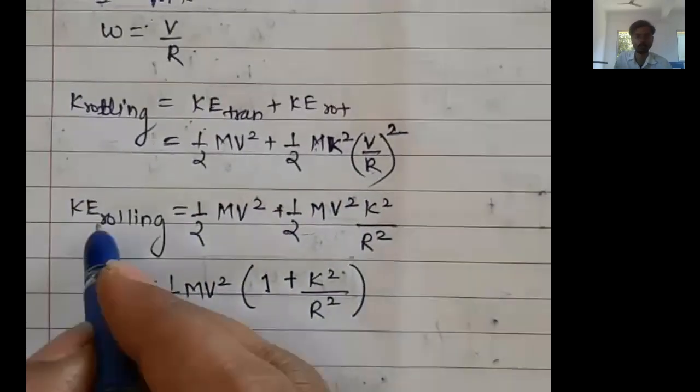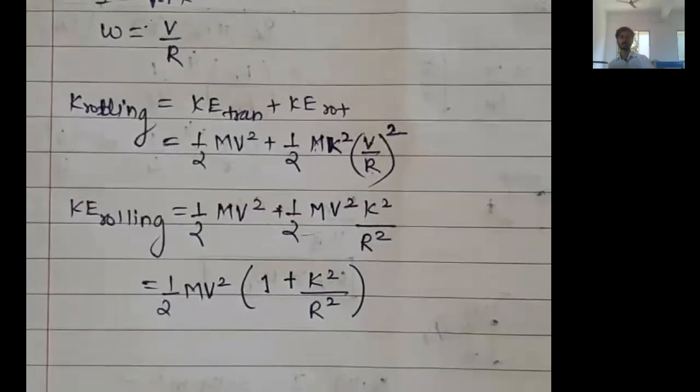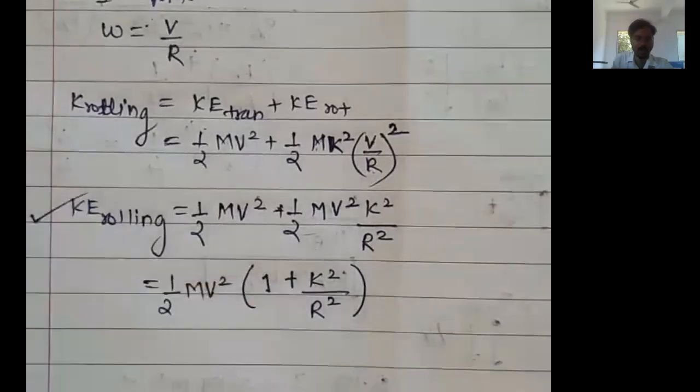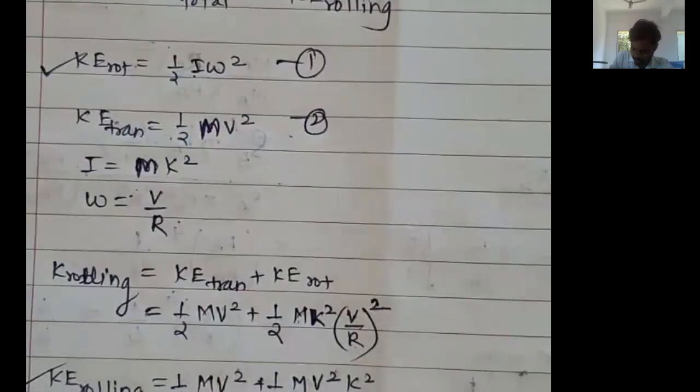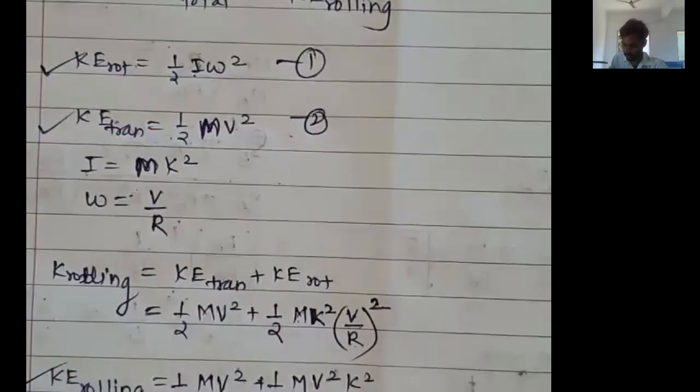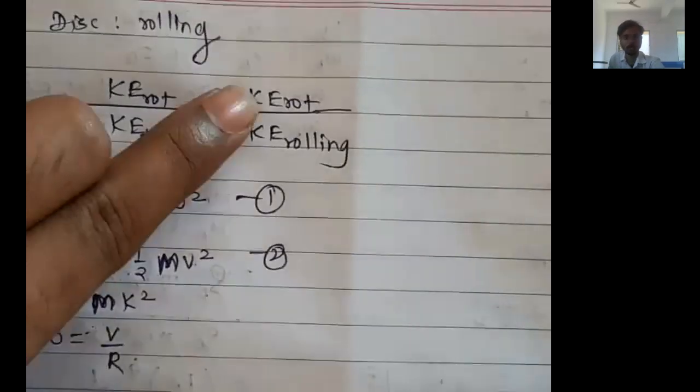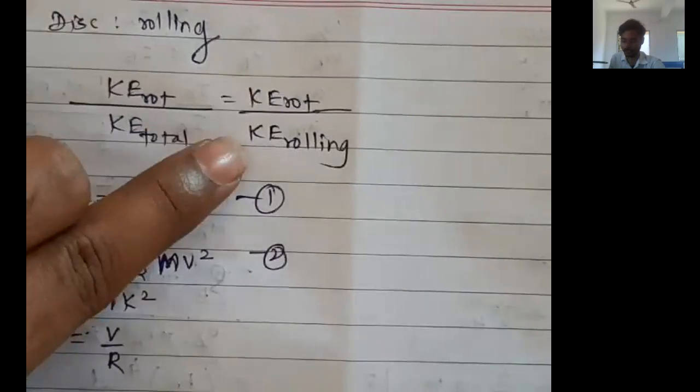Okay, so this is our rolling kinetic energy. So rolling kinetic energy we have, rotational kinetic energy we have, translational kinetic energy we have. Which ratio do we want? Sir, we want the ratio of rotational KE upon rolling KE.